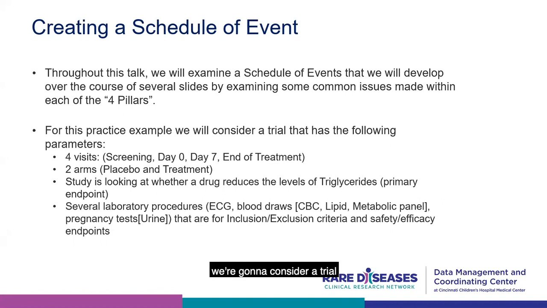So for this practice example, we're going to consider a trial that has the following parameters. There's going to be 4 visits: screening, day 0, day 7, and end of treatment. It'll have a placebo and a treatment arm. The study is looking at whether a drug reduces the level of triglycerides. This is going to be considered its primary endpoint. And there'll be several laboratory procedures, an ECG, some blood draws, pregnancy tests that are for the purpose of either inclusion-exclusion criteria or potential safety efficacy endpoints.